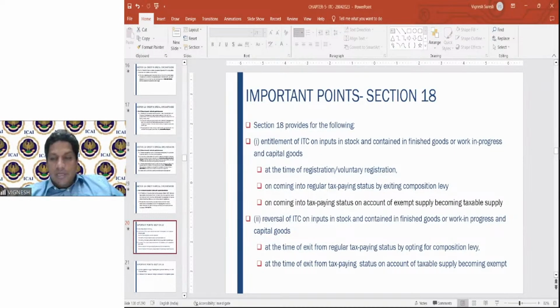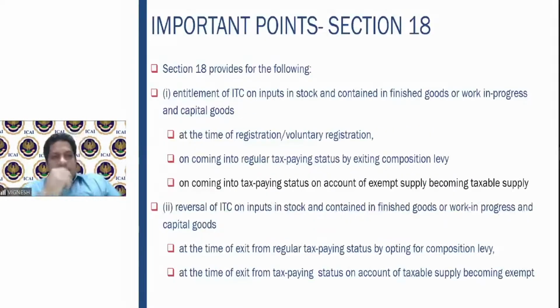submit the respective application. So what is section 18 for? Let us go through section 18. The summarized important points of section 18 are: entitlement of ITC on inputs in stock and contained in finished goods at the time of registration or voluntary registration, on coming into regular status by exiting the composition scheme, or coming into tax paying status on account of exempt supply becoming taxable supply. That is the first one. Entitlement of ITC on inputs in stock and finished goods. Then reversal of ITC on inputs in stock and contained in finished goods or work in progress and capital goods.